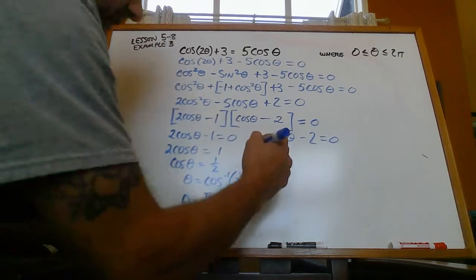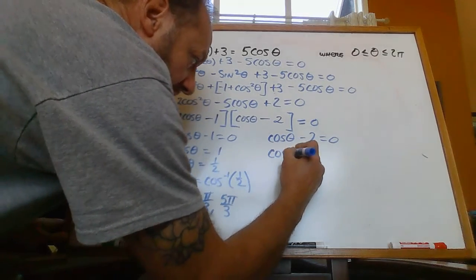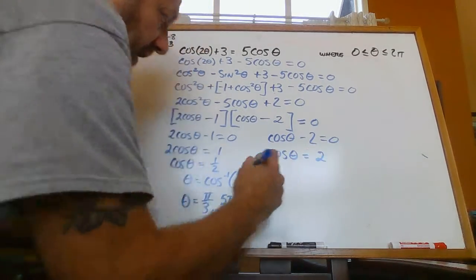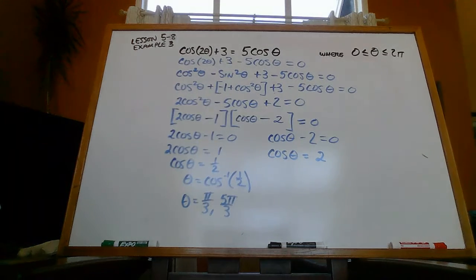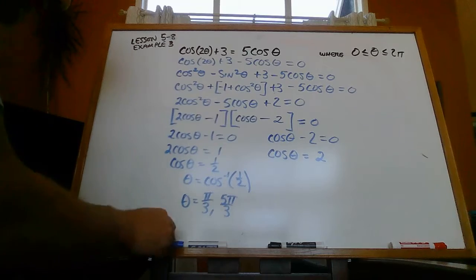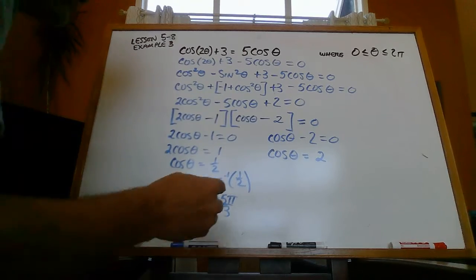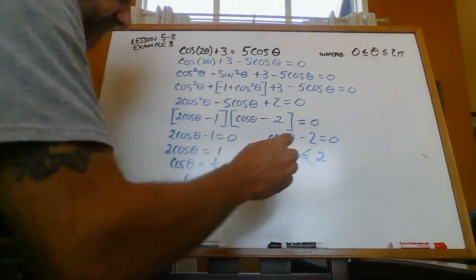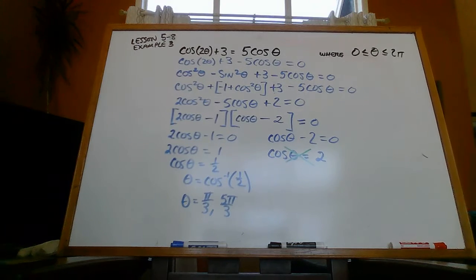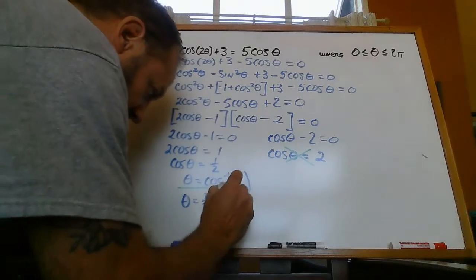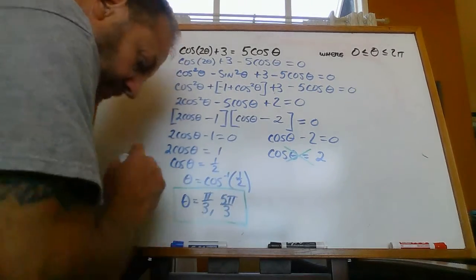So now this one over here, I'm going to add 2 to both sides, and I get cosine theta equals 2. Now, it should be a red flag right there for you because cosine is never 2. So this means that there's not going to be any solutions out of there. That's an extraneous solution because cosine can only be as high as 1. So I only have 2 answers to this one, pi over 3 and 5 pi over 3.